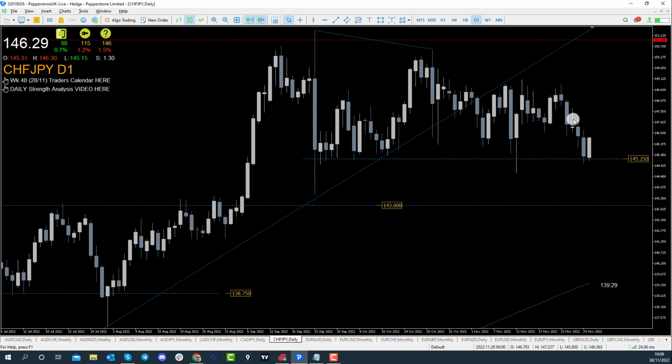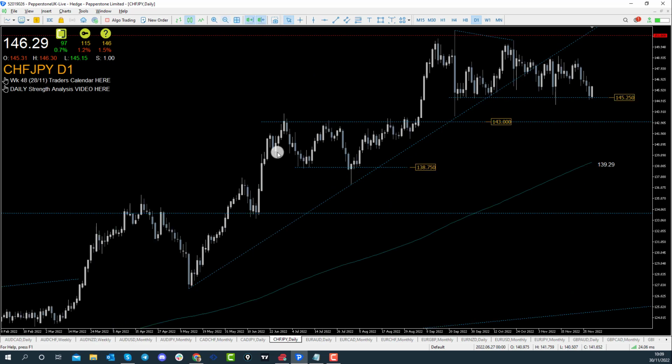Are we going to see price break through the 145.25? If so, then we can look for price to come down to the 143, which is this previous area where price found some resistance within a range again. So that's what I'd be looking for here. Looking to see price trade outside of this range of 145.25 with a view to look for 143.